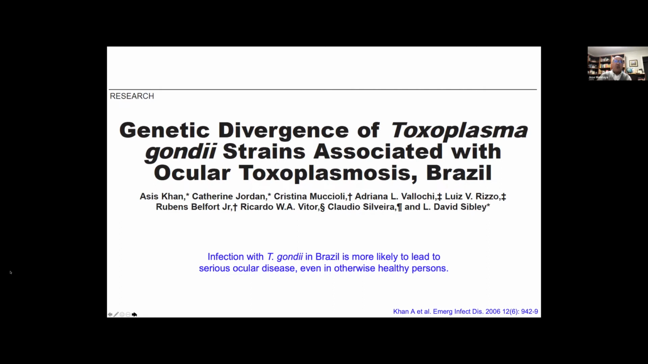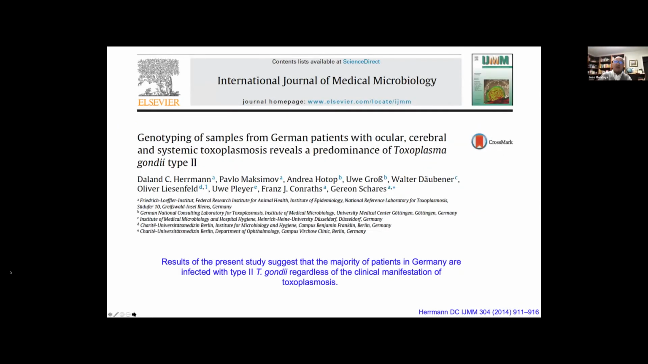There was also this report from Brazil about the strains affecting the eye and how they were so genetically diverse, as expected from Brazil. So infection with toxo in Brazil is more likely to lead to more severe disease and more recurrences, probably connected to the fact that the diversity is greater there. There was then this report from Germany where they found that the patients with ocular disease, at least the majority of them, were infected with the type 2, which is expected in Europe. It is a lower virulent strain. So you start to get the picture.